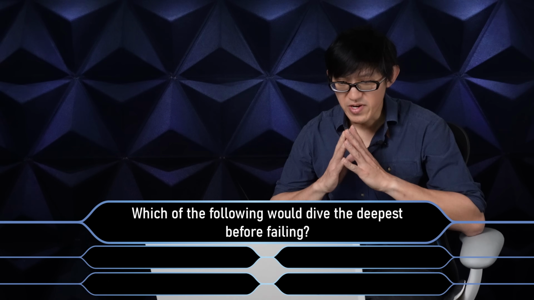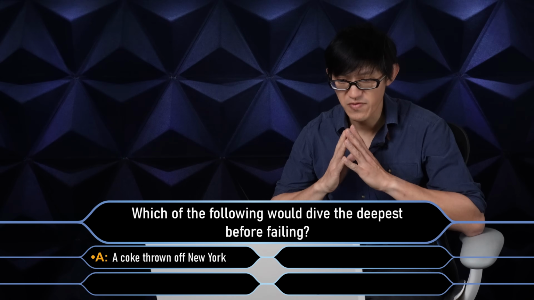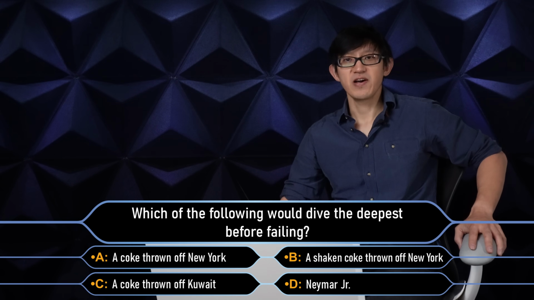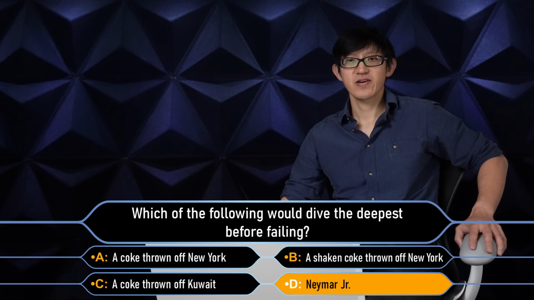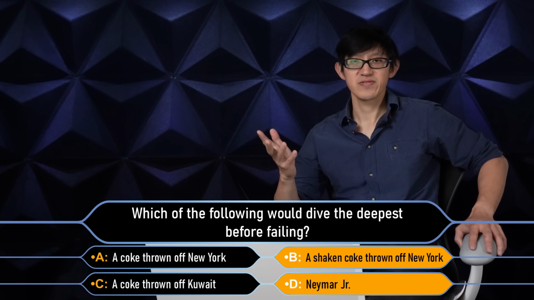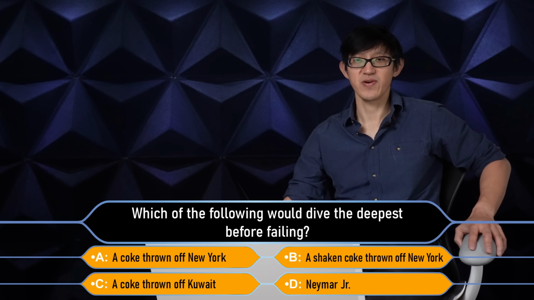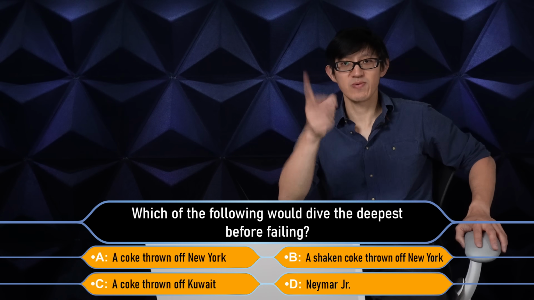Which of the following would dive the deepest before failing? Is it A, a Coke thrown off New York? B, a shaken Coke thrown off New York? C, a Coke thrown off Kuwait? Or D, Neymar Jr.? Now, you only have one lifeline, so you can call a friend or not. Oh, okay then. I guess that's your final answer. Let's run through the experiments to see if you're correct.